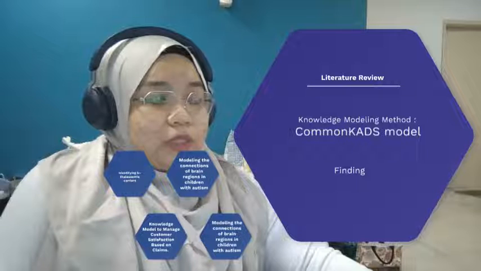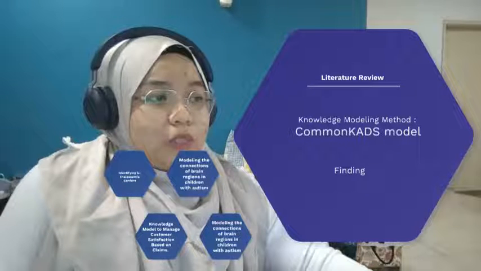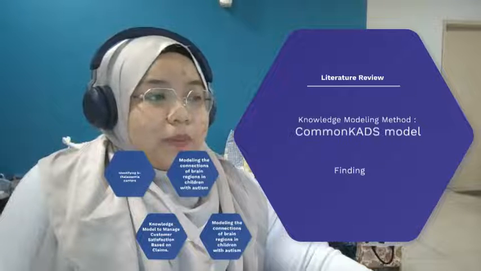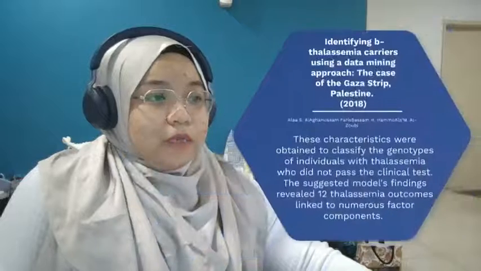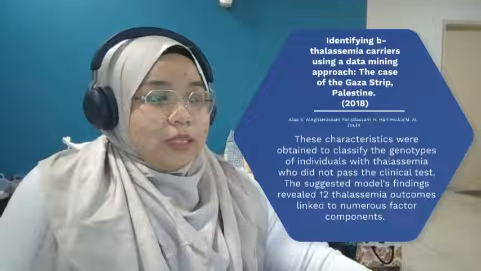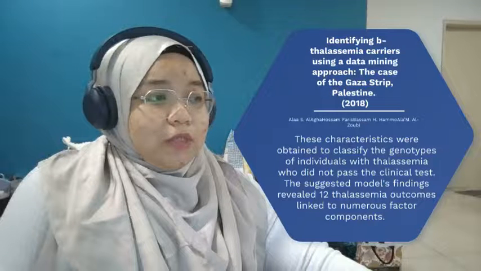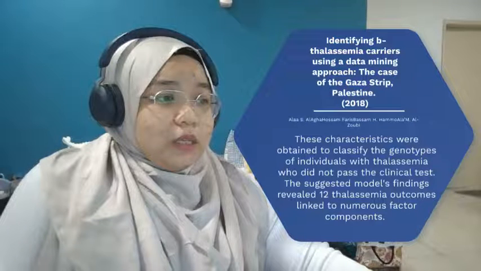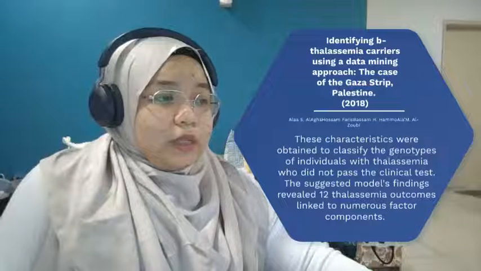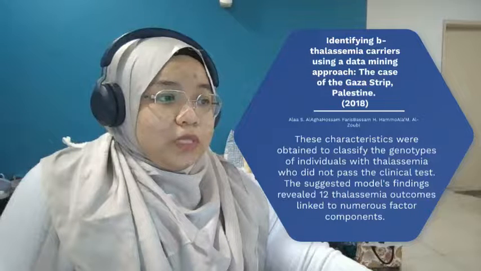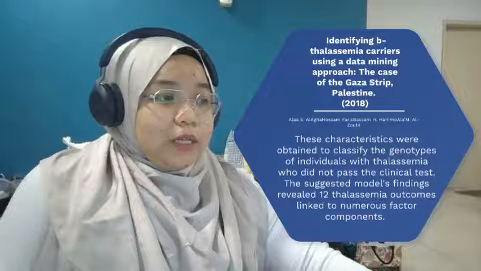Then we will see the literature review. In this literature review, we will focus on the knowledge model method, which is the CommonKADS method. The finding you can see from this article, identifying beta thalassemia carrier using data mining approach. In this article, they use CommonKADS to classify the genotype of the individual with thalassemia who did not pass the clinical test.